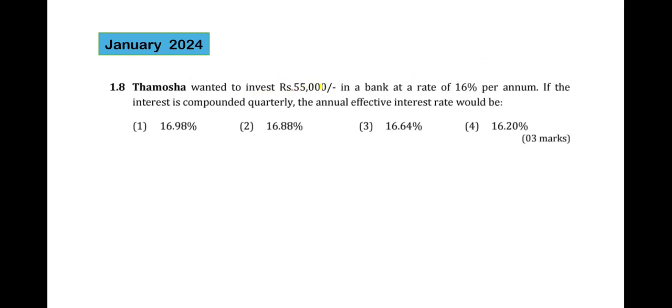Thomas wants to invest 55,000 in a bank at a rate of 16% per annum. If the interest is compounded quarterly, the annual effective interest rate would be. Annual effective rate, EAR. Effective annual rate and annual effective rate are both the same. Now, you must select the effective rate of interest, the EAR formula.